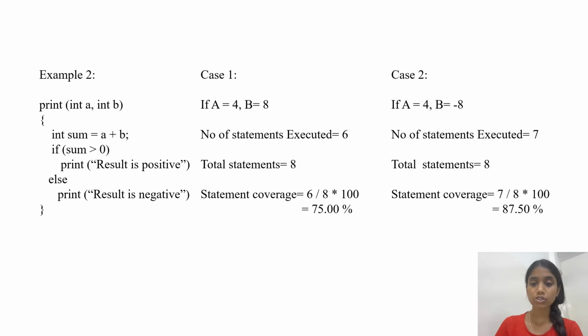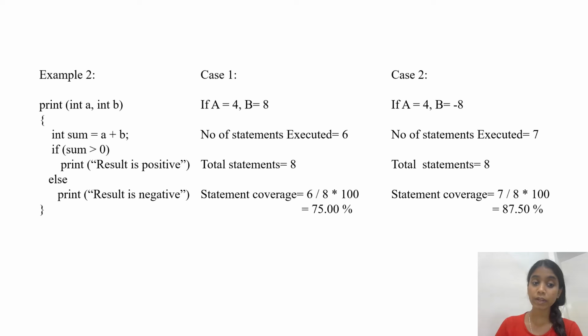Then case 2. In case 2 we have A equal to 4 and B equal to minus 8, so the sum will obviously be negative, that is minus 4. So the else part will get executed. The statements executed will be print int A comma int B, the function, and then the curly braces, and then int sum is equal to A plus B, that is 4 plus minus 8, which is minus 4.